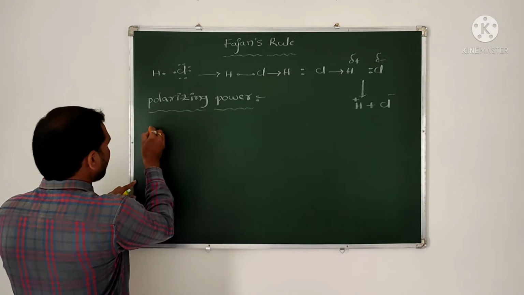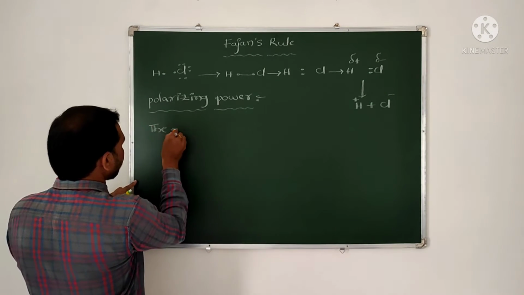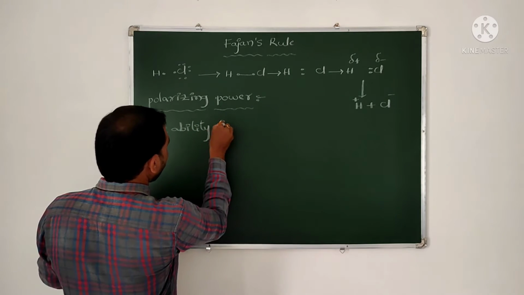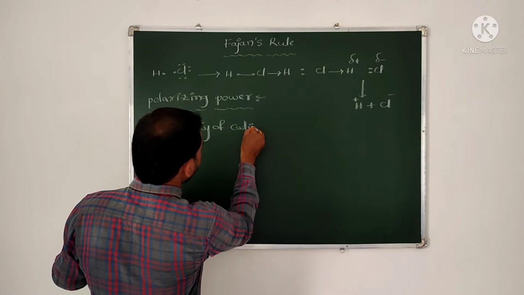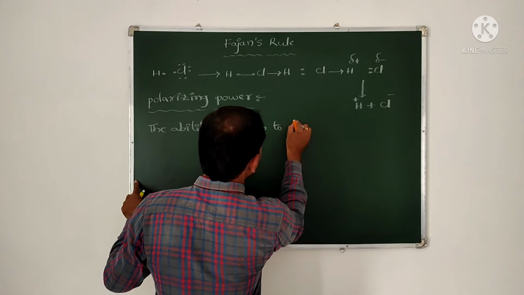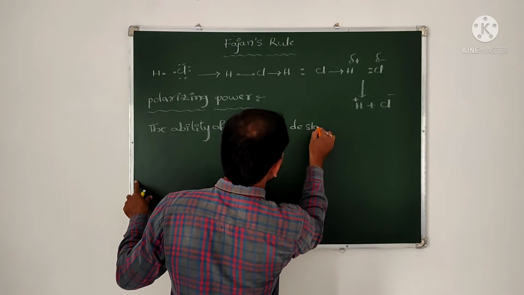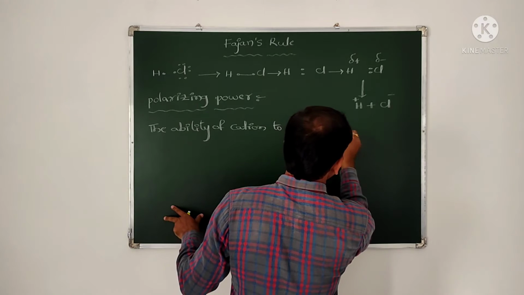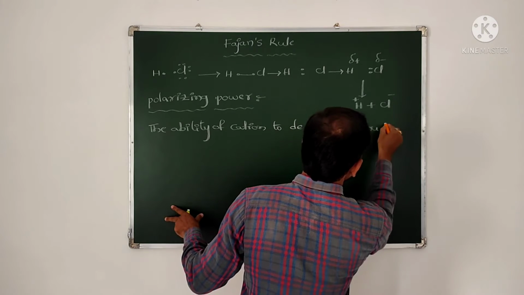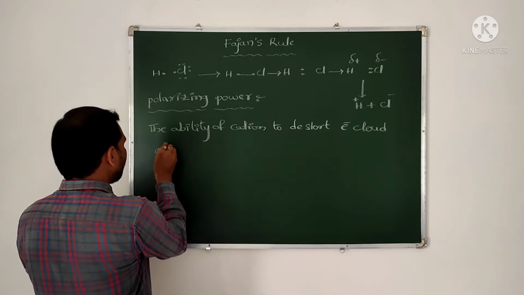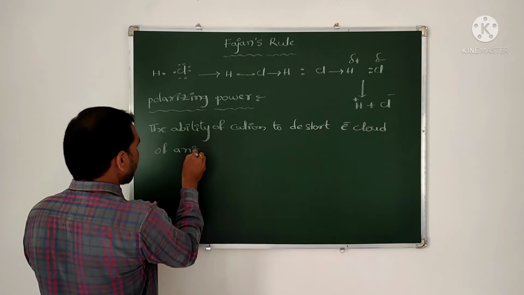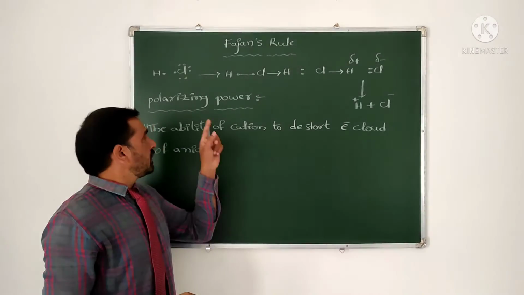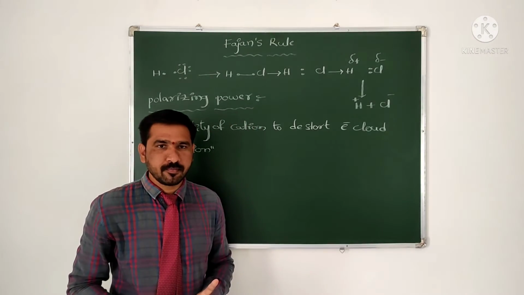Once again, the ability of cation to distort electron cloud of anion. So this is called polarizing power, right?